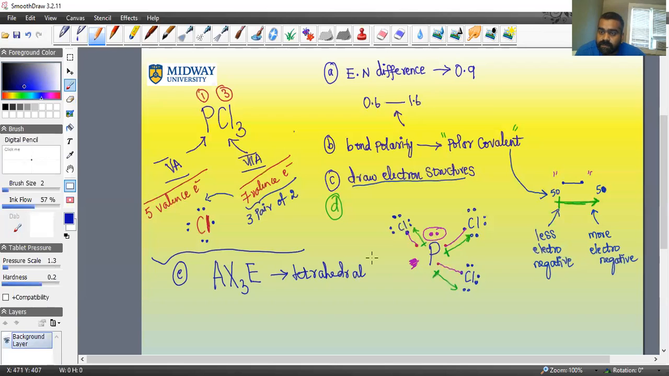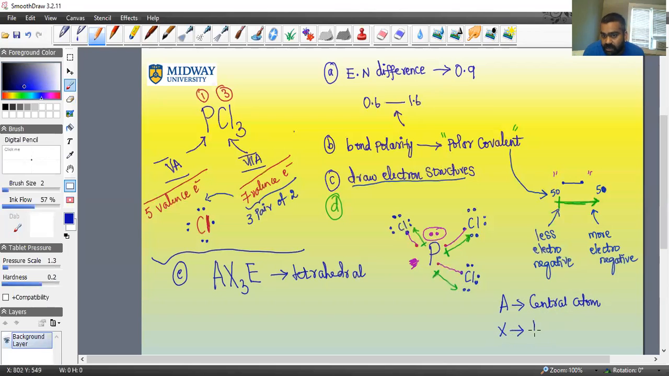Can I ask you a question? Could you repeat, when you were doing the AX3E, you said A stands for, X stands for, 3 stands for. A stands for the central atom. Okay. A stands for how many central atoms? Well, I don't think we have or will ever look at one with more than one central atom.